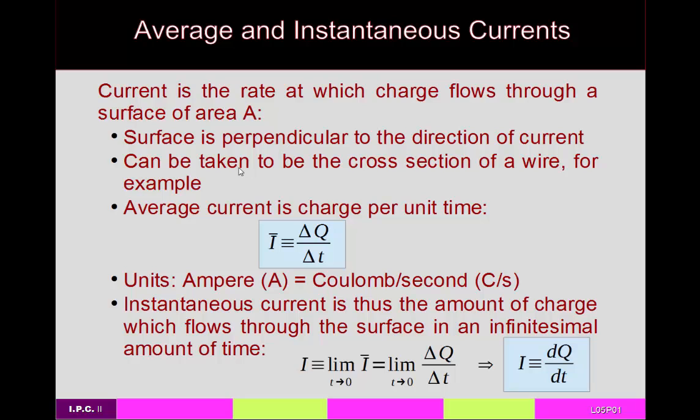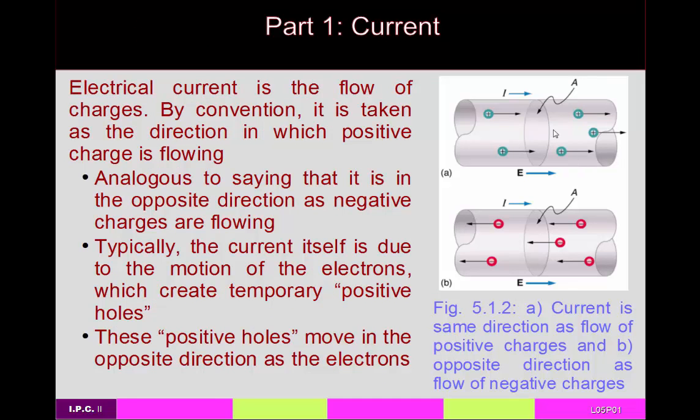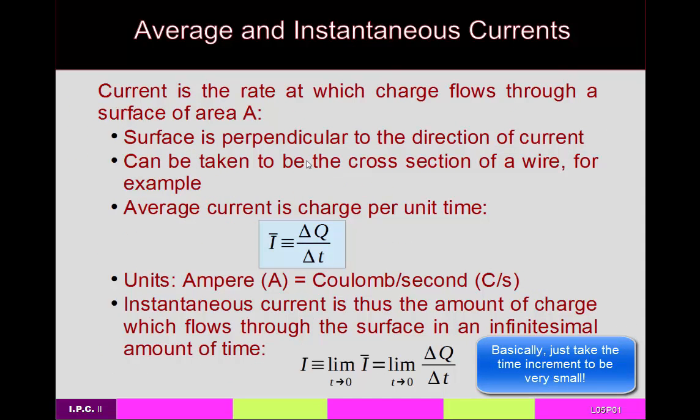So how do we actually define current a little more rigorously, or give it a more mathematical definition? Well, current is the rate at which a charge flows through a surface of area A. So if we look back on this slide, here's our surface of area A, and basically we just say how many charges move through this cross section per unit time. That is what the current represents.